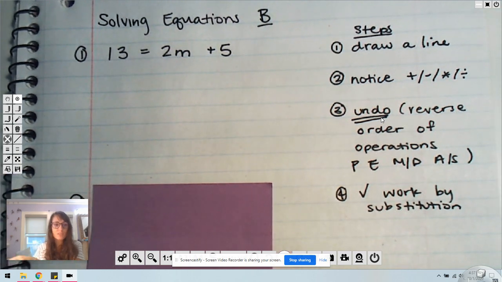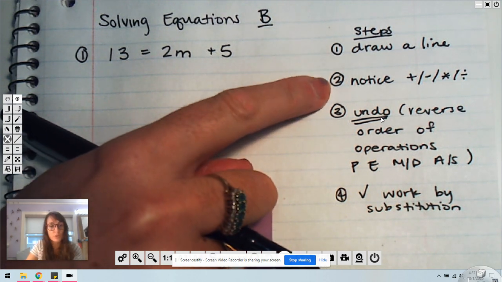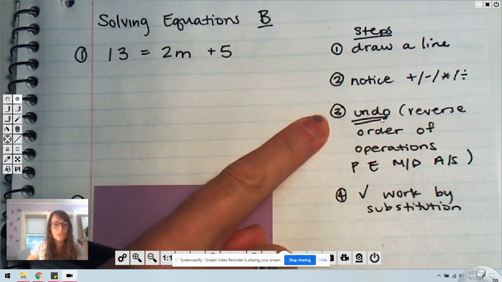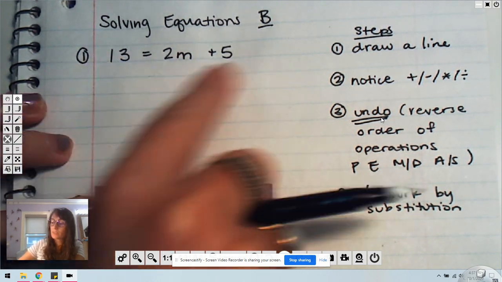All right, so now we're on to solving equations part B. Our steps are pretty similar. We're still going to draw a line down our equal sign, notice operations, undo the operations, but this is where things get a little bit trickier. Today we're dealing with two-step equations.